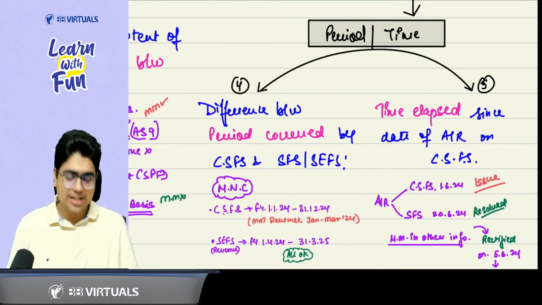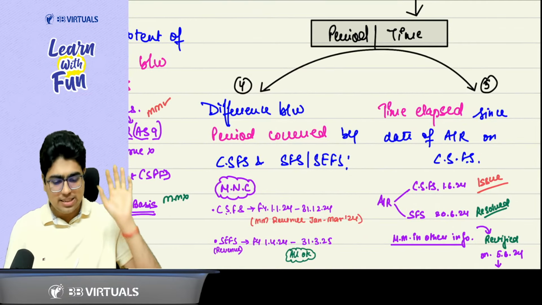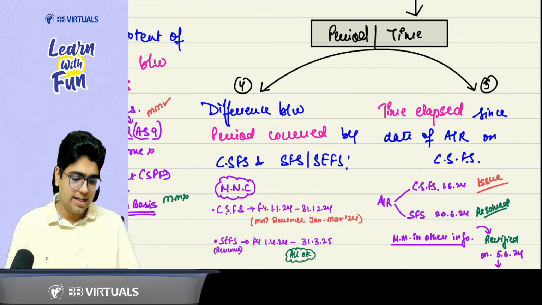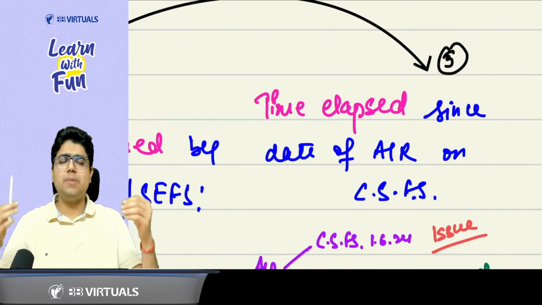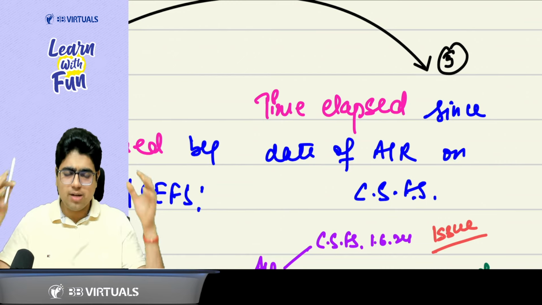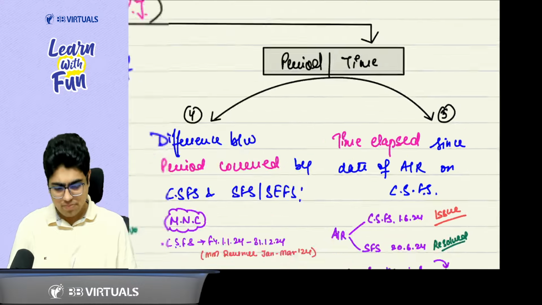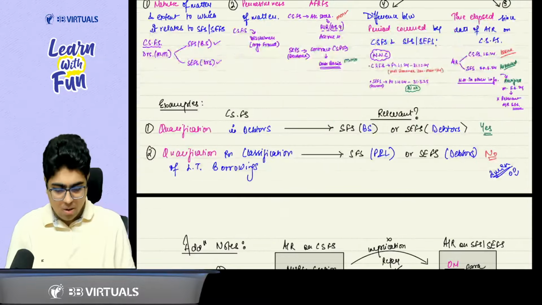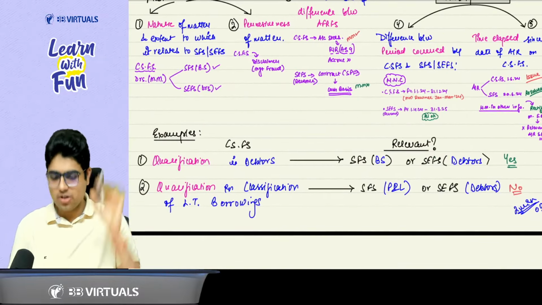Now talking about the period and time. The period point says the period covered by the complete set and the period covered by the SFS or SEFS. And time elapsed means how much time has passed since the date of the audit report on the complete set of financial statements. Easy, easy, sir. So these are the 5 points that you need to cover. Now let's test if you got the concept or not.